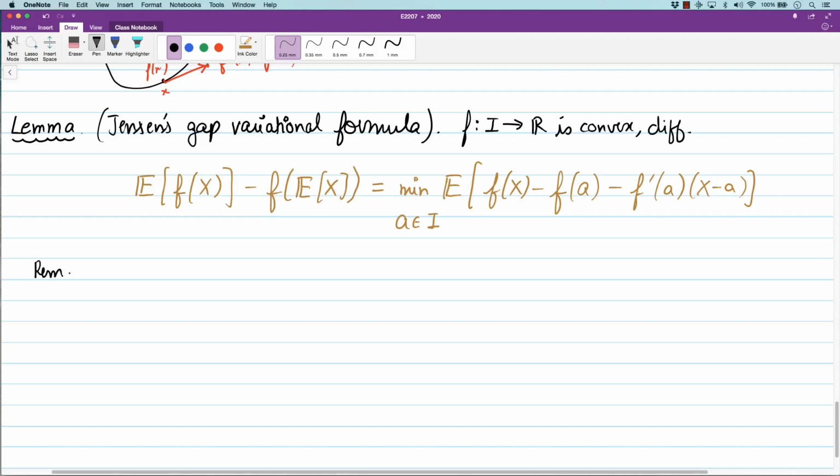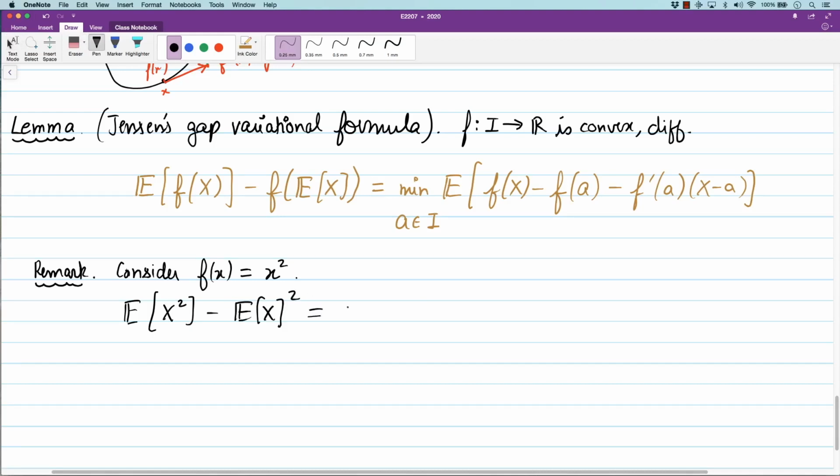one remark. So let's choose a very simple convex function. Consider f(x) equals x square. Perhaps the first convex function one can think of. Okay, in that case, what is this formula saying? It's saying that expected value of x square minus expected value of x square, minus the mean.